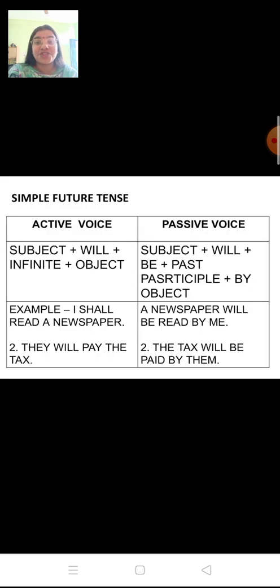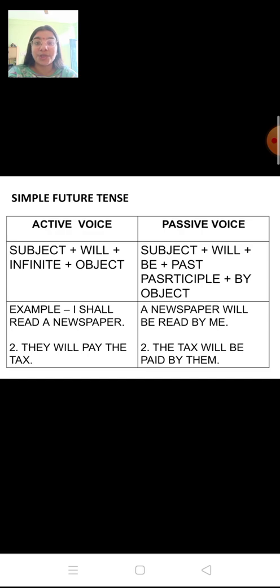Now let's jump on to simple future tense. If the sentence is in simple future tense, the structure will be subject plus will plus infinitive plus object. For example, I shall read a newspaper.